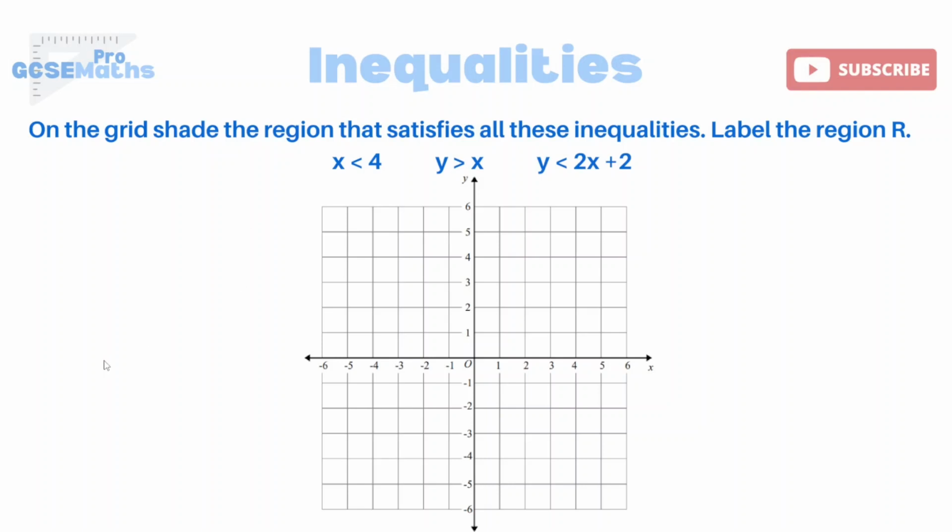So the question they normally ask is, on the grid, shade the region that satisfies all these inequalities and then label the region R. What that means is, okay, we've got 3 inequalities. We need to draw those as if they are lines, straight line graphs, to draw the 3 lines, then come back and look at the actual inequalities, and we need to figure out by process of elimination which region on the grid we need to shade in, which bit would satisfy all 3.